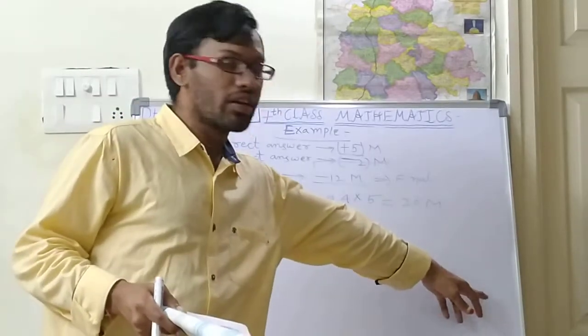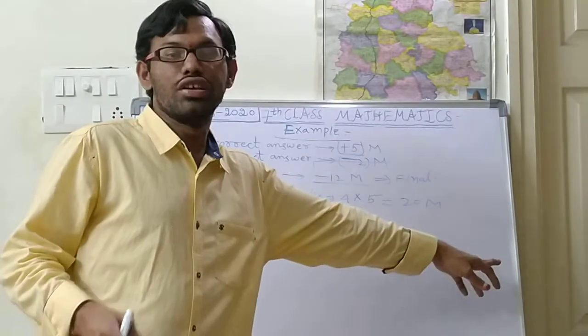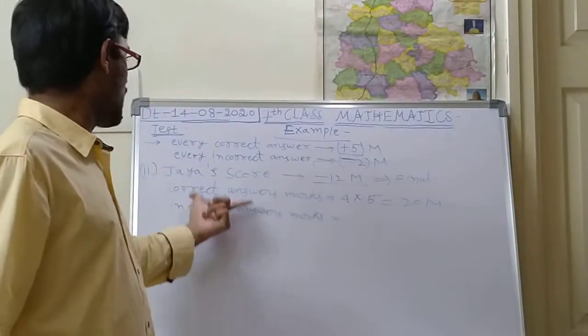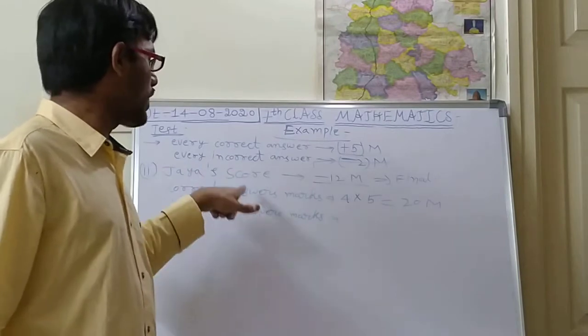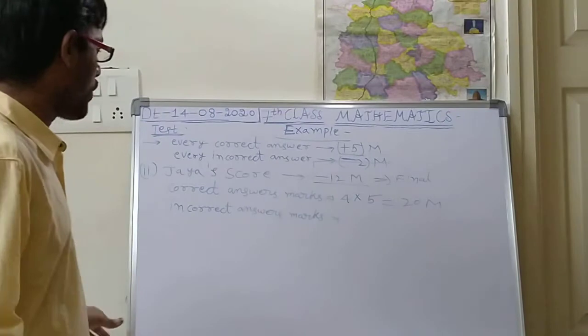So we got it. Incorrect answers are 10. X is equal to 10. So that is the number of incorrect answers. Now Jaya's incorrect answers. We have to find how many answers she has written incorrectly. So the same method you have to apply.